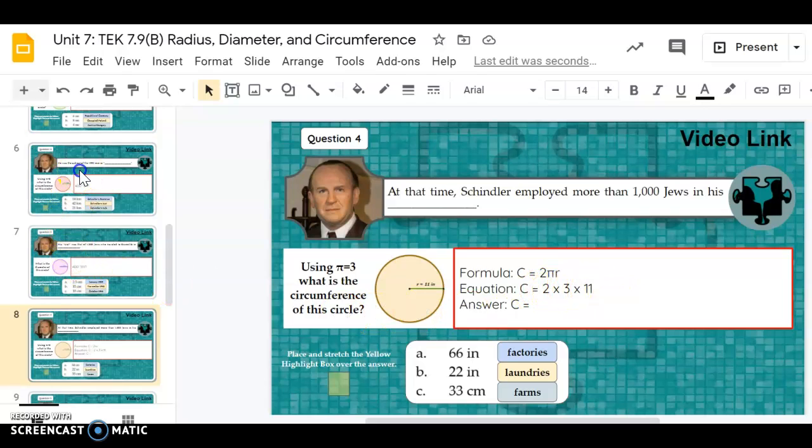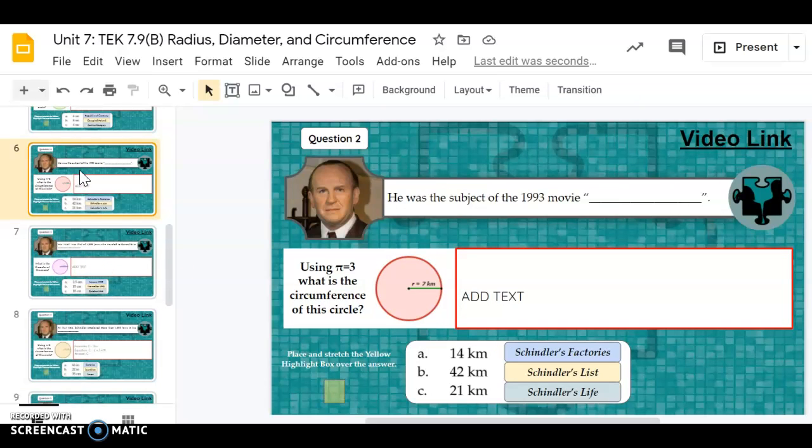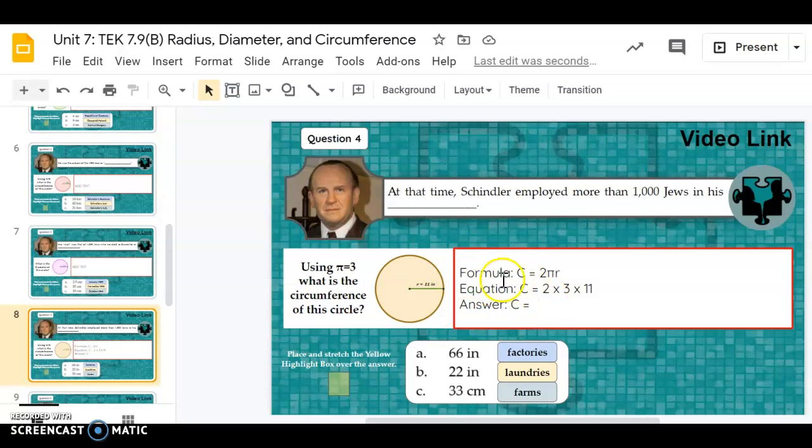If you have a hard time, go back to question number 2 and it will explain it a little bit more in detail. But pretty much this is what you need to have written in your box for this one. And the answer. You have to provide the answer.